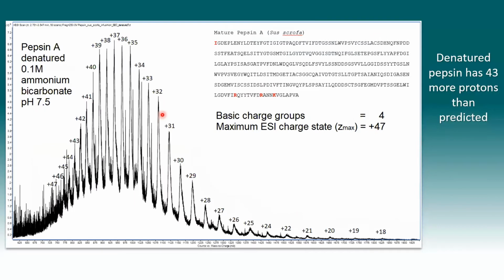If we denature pepsin, this is the same sequence, we see now that we have a large number of charge states, and the maximum protonation state for pepsin under denaturing conditions is plus 47. So denatured pepsin has 43 more protons in electrospray than predicted.